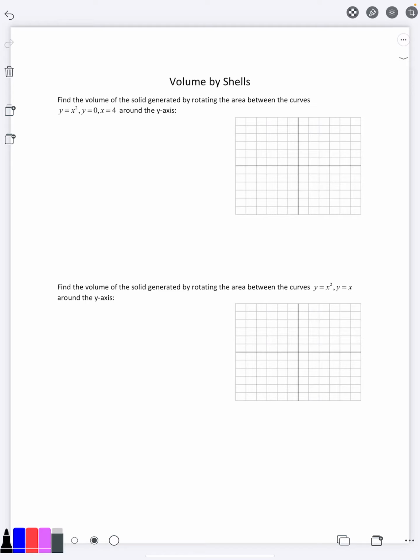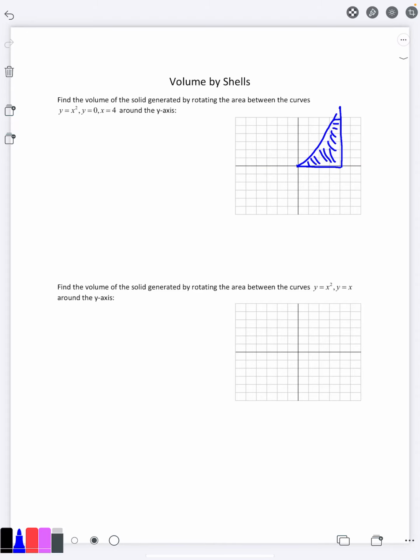So in this case, we have the graph y equal to x squared. Looks something like this. Then we're going to have y equal to 0. Looks something like that. And then finally we have x equal to 4. And so this is our shape that we are dealing with here. I'm going to go ahead and erase the extra parts.